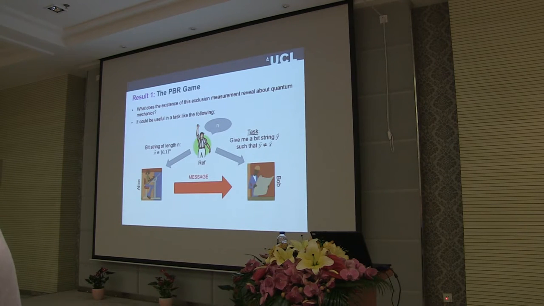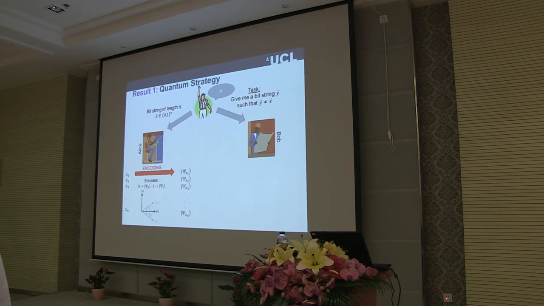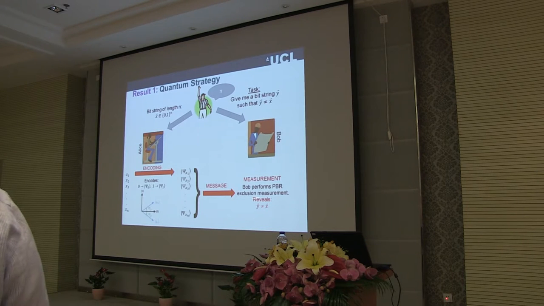So here's the game, and Alice is going to send a message to Bob. Here's a quantum protocol. For each bit x_i, Alice will encode it either as psi 0 or psi 1, where psi 0 and psi 1 come from what we saw: for any given n, we have psi 0 and psi 1 at a particular angle. She will encode each of these bits with these states and just send these states as a message to Bob. Bob can then simply perform the PBR exclusion measurement. And then Bob can answer with probability 1. He will get an answer and he is sure that y is not x.